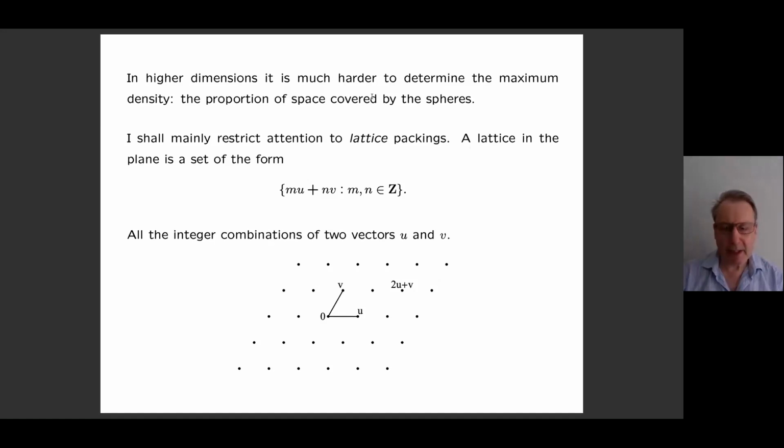Now, in higher dimensions, it's much harder to determine the maximum. It became a very famous problem even in 3 dimensions. And what I'm going to be talking about mainly is the restriction to so-called lattice packings.